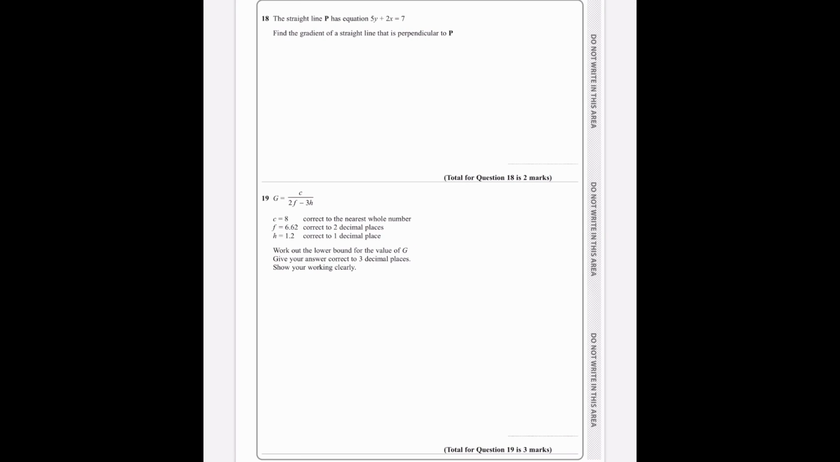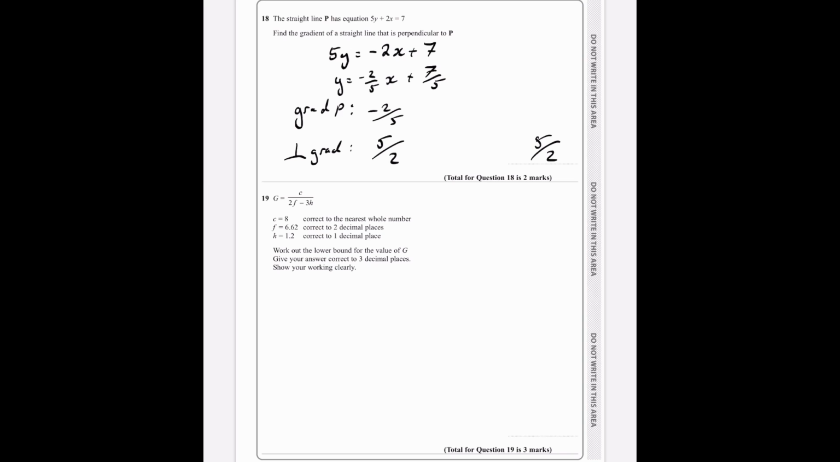For question 18, first thing to do is to work out the gradient of P. So I'll bring the 2x onto the right-hand side, divide both sides by 5, write it in mx plus c format. We can read off the gradient as being negative 2/5 for the gradient of P. So little thing there, perpendicular symbol, I don't know if you've seen that before, but the perpendicular gradient is equal to the negative reciprocal of that, which is 5/2 in this case.